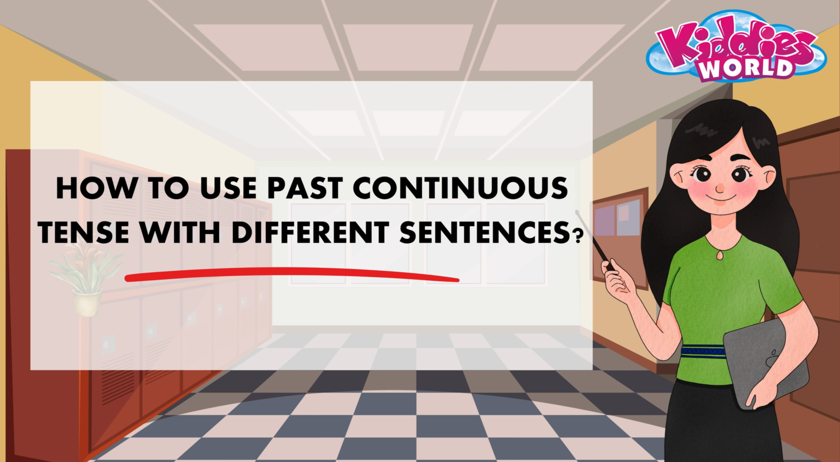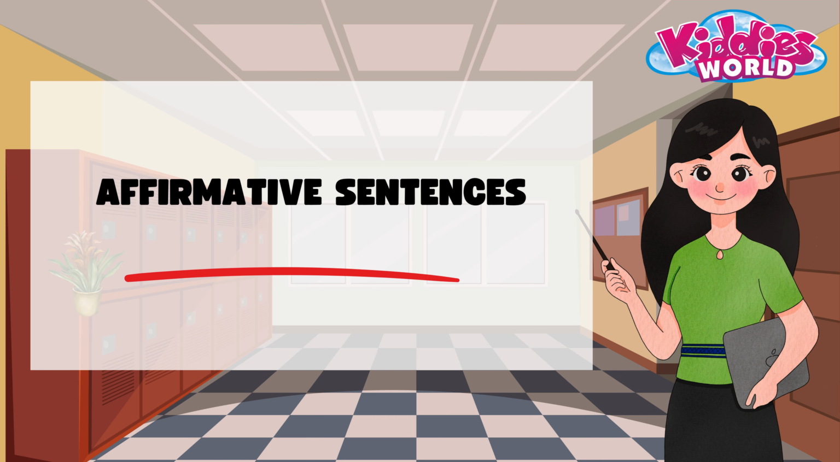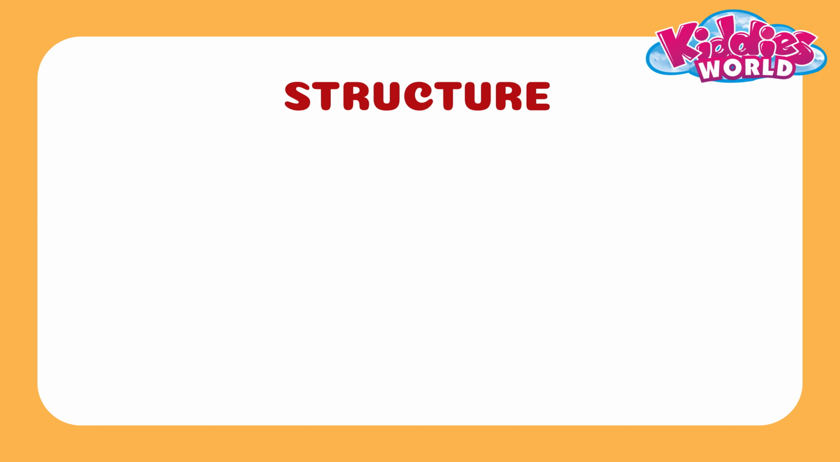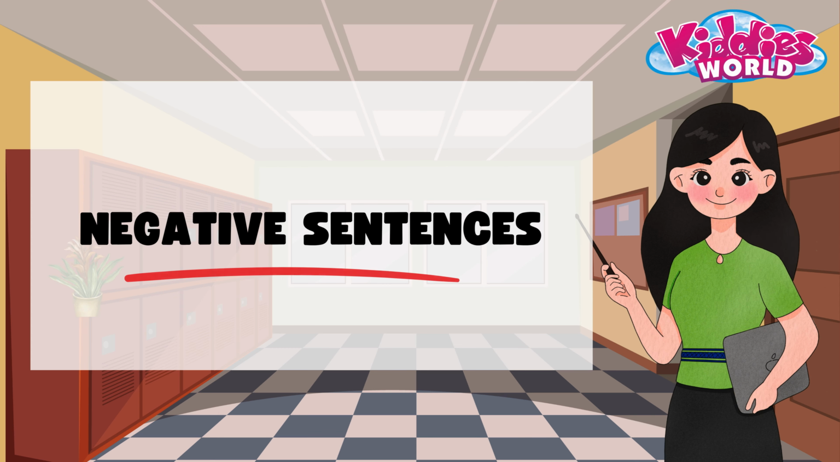How to use past continuous tense with different sentences. Affirmative sentences. Affirmative sentences in the past continuous tense are formed using the subject plus was or were plus main verb with ing.